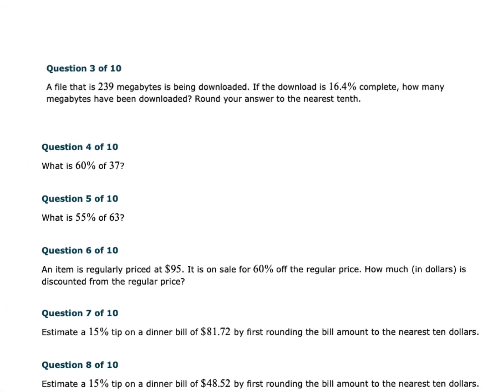Question 3. A file that is 239 megabytes is being downloaded. If the download is 16.4% complete, how many megabytes have been downloaded? Round your answer to the nearest tenth. So far we've done 16.4% of 239. So we're going to change that to a decimal, 0.164 times 239. This one allows you to use a calculator. This is going to give you 39.2 megabytes. Okay, so make sure it makes sense. It's got to be less than 239. Yeah, we're in good shape there.